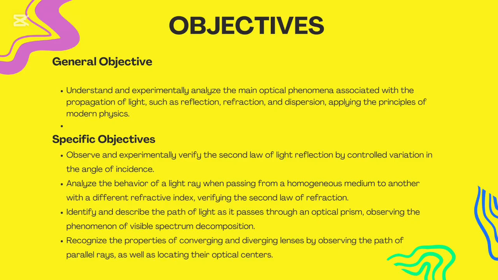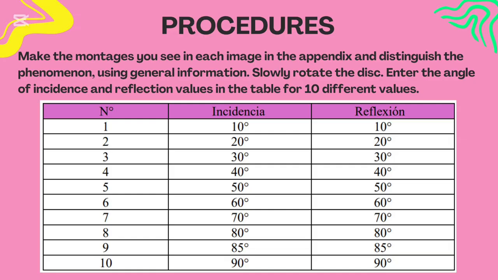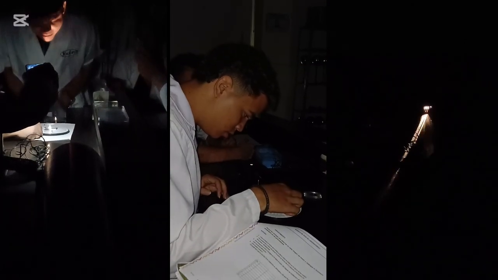Recognize the properties of converging and diverging lenses by observing the path of parallel rays, as well as locating the optical centers. Make the setups shown in the appendix images and distinguish the phenomena using the general information. Slowly rotate the disc, and enter the angle of incidence and reflection values in the table for the different values.